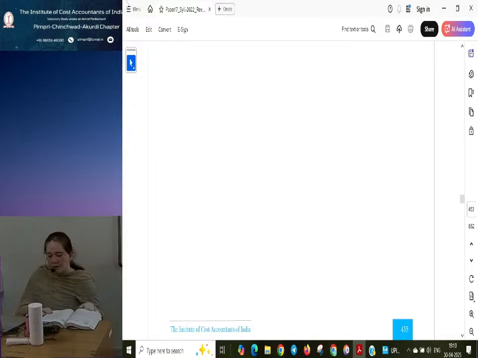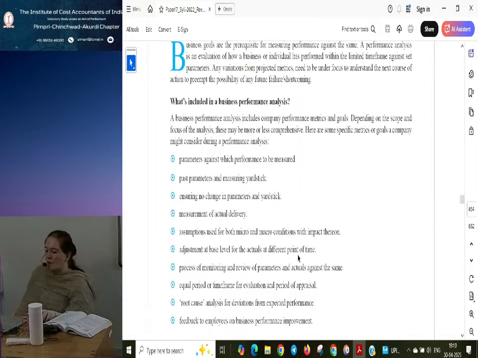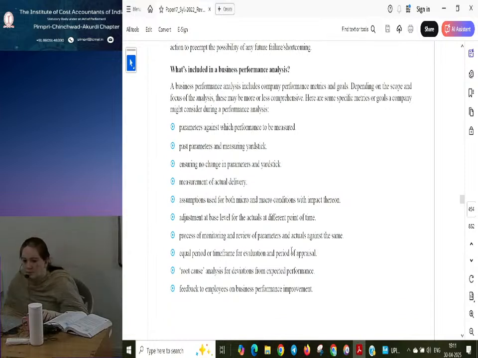While we look at the performance analysis, this is very interesting. So how do we analyze the performance and why do we do that? So what's included? The parameters against which the performance needs to be measured. So one is called benchmarking, so comparison with the benchmarks. Another is measuring the yardstick. Even you can say key performance indicators, KPIs. So measurement of the actual delivery.